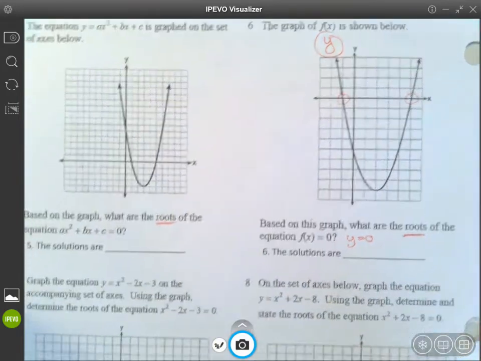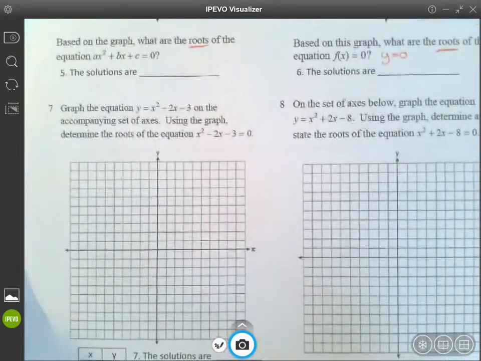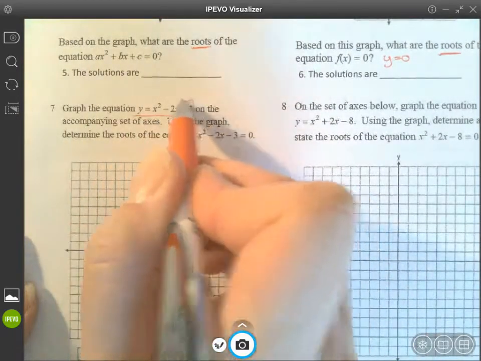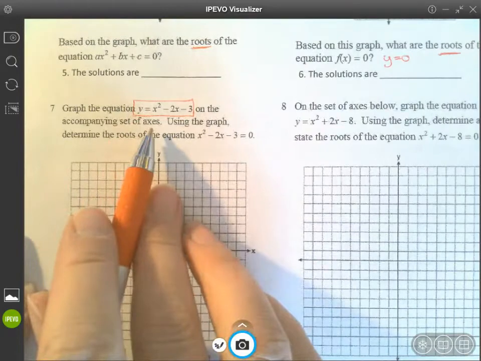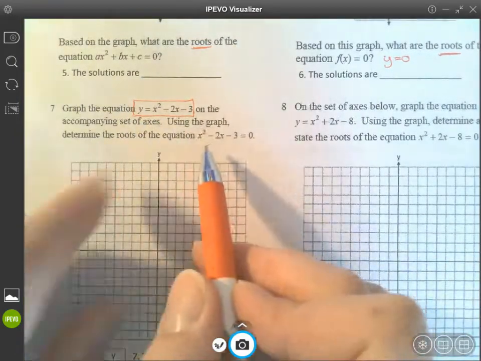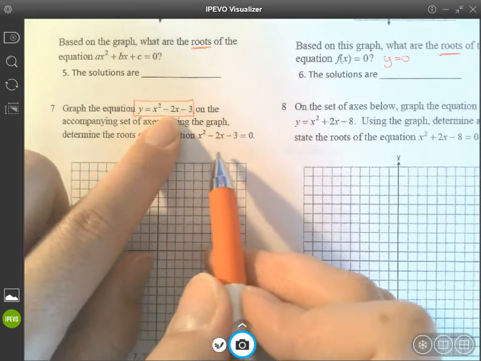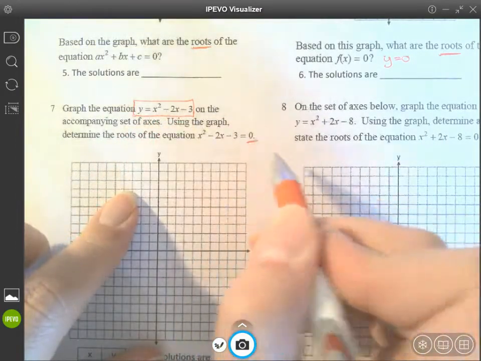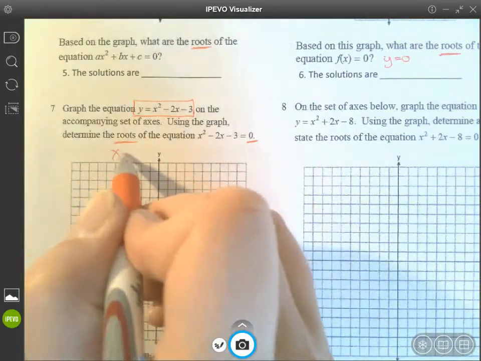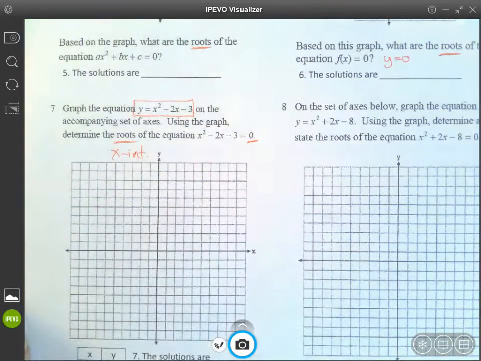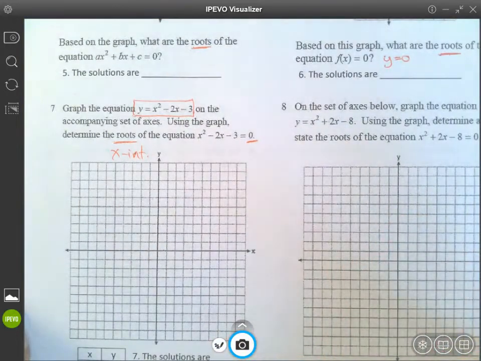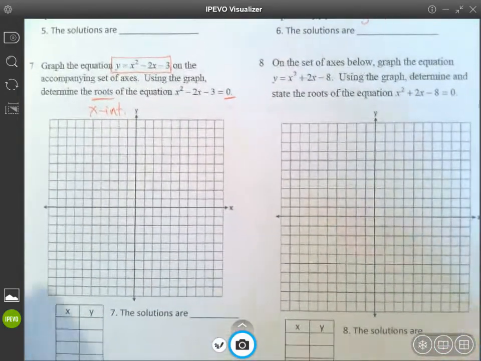Okay, now you have some wording on these. It's the same idea. Graph this equation right here on the accompanying set of axes, using the graph to determine the roots. Do you see that this is the same equation, x squared minus 2x minus 3, but they set the y equal to 0. So if you're asked to find the roots, you are looking for the x-intercepts.